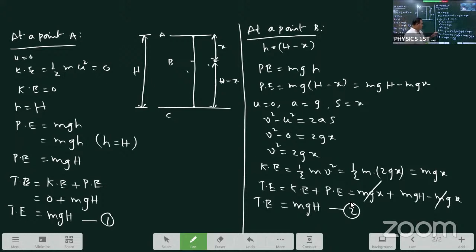Once I repeat it, total energy I found. Total energy means potential energy plus kinetic energy. You see the kinetic energy expression is this, the potential energy expression is this. Then these two will be cancelled. The remaining is mgh. So that is the total energy. Total energy at point B we got the same, mgh. Total energy at point A is also the same, mgh. Then we go for total energy at point C.